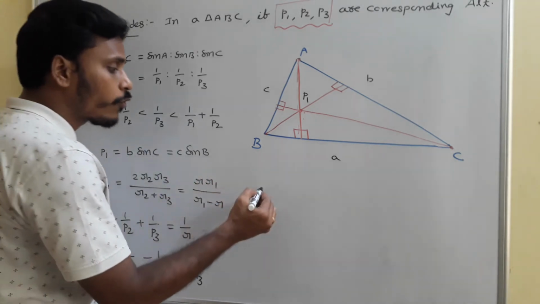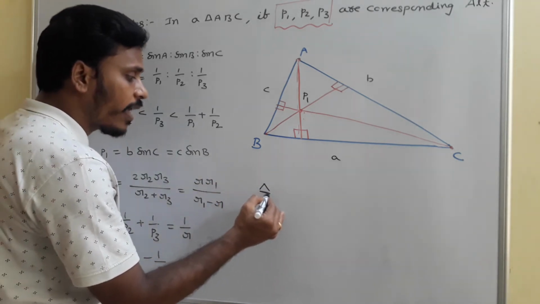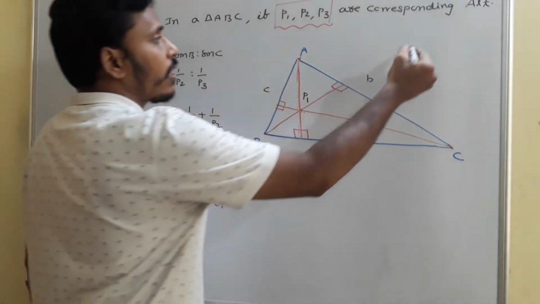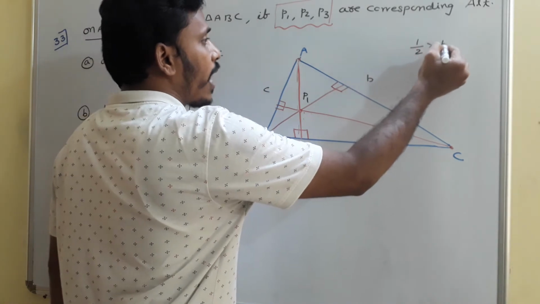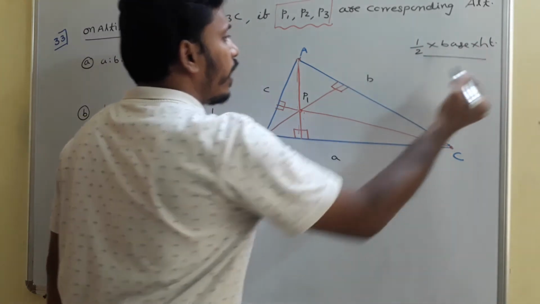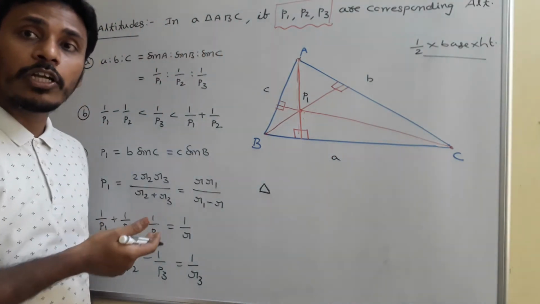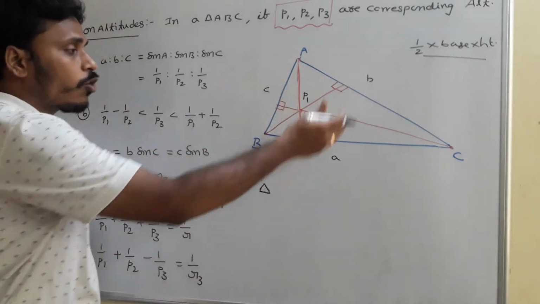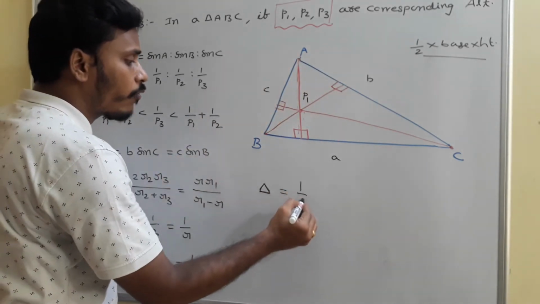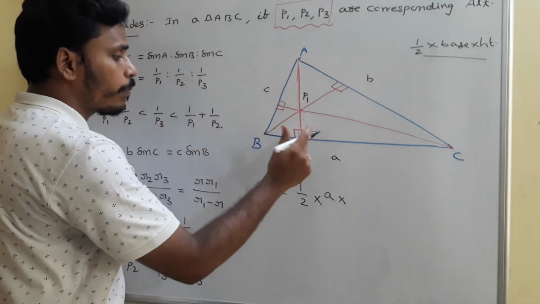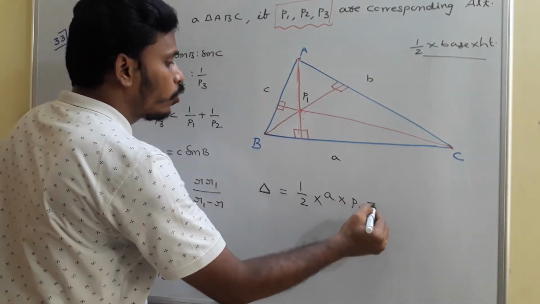Now suppose you wish to write the area of this triangle. So what is the area of the triangle? In general, the area of the triangle is calculated by the rule half base into height. And here in particular, height is simply nothing but altitude. That's why the area of this triangle is half, here the base is a, and height is this P1. Half a into P1.